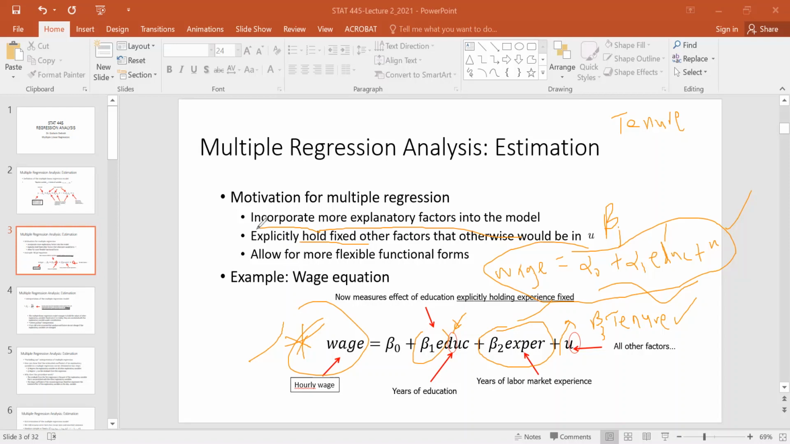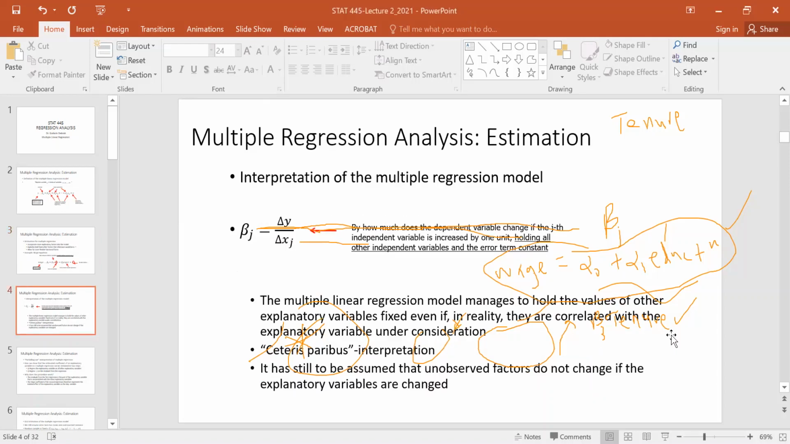That is what we are saying, that you can explicitly hold fixed other factors that otherwise could be in the error term. You're able to bring them out of the error term and include them in the model. Okay, you can always ask questions when we meet in person. Let's go on. So the interpretation is the same, okay?